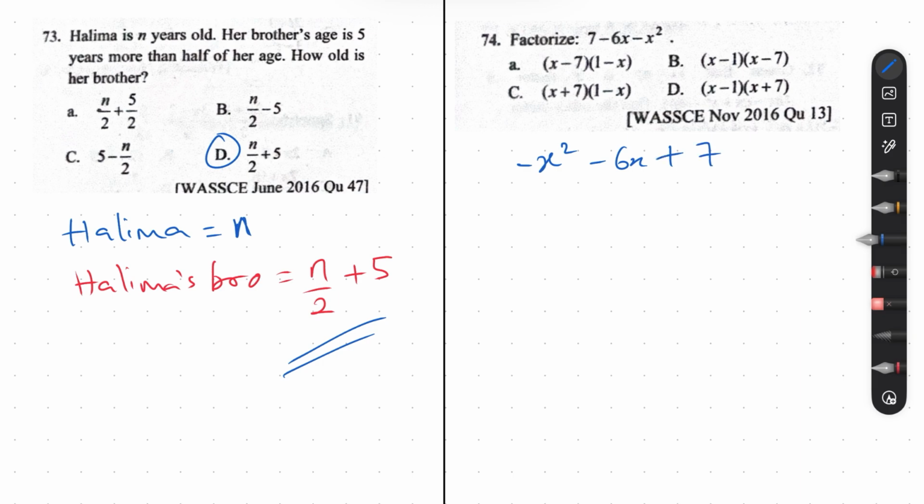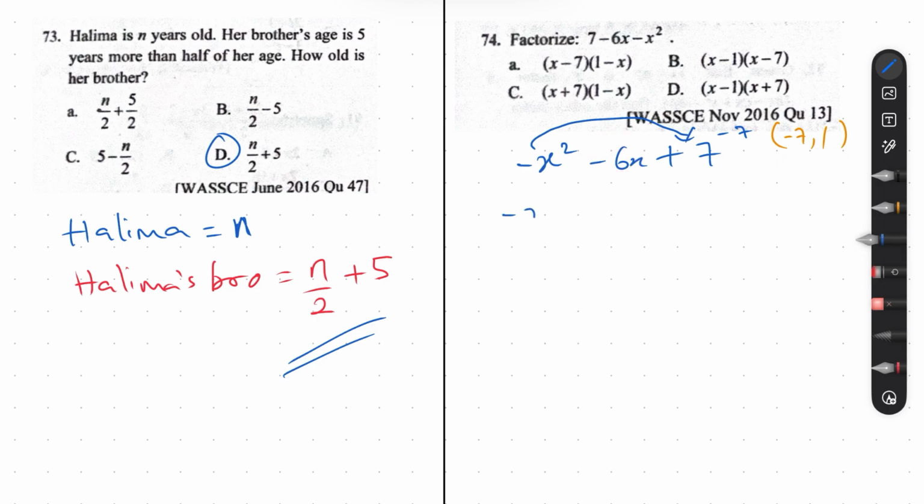Normally, we would multiply the coefficient of x squared with the constant to give us what? Negative 7. Now, what two factors, when we multiply them, we have negative 7, then when we add them, we get the coefficient of x, which is negative 6? Those two numbers are negative 7 and positive 1. If you multiply negative 7 and positive 1, you get negative 7. And when you add the 2, you get negative 6.